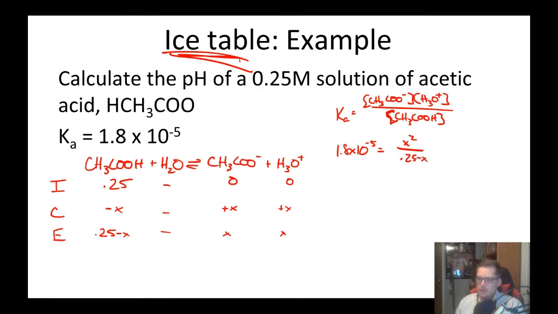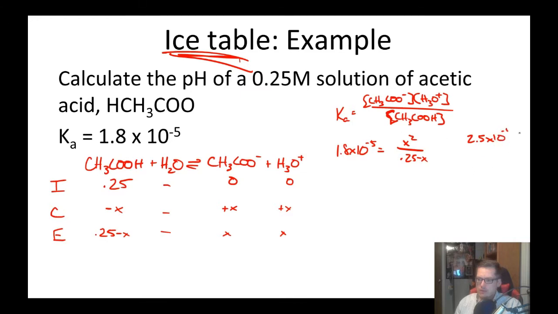Now we're going to solve for x, but there's a trick we can do here. You have to look at these two values. This 0.25 and this 1.8 times 10 to the minus 5th. If you were going to write this in scientific notation, this 0.25 would become 2.5 times 10 to the minus 1st. We'll just write this off to the side real quick so you can visualize it. That 0.25 would be 2.5 times 10 to the minus 1st.